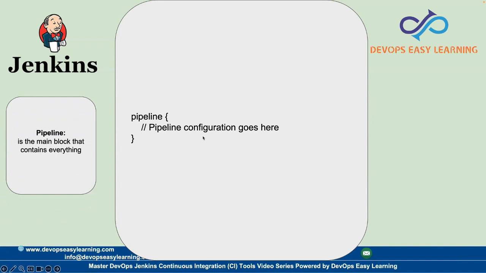Everything that we are going to write, every step, every sequence, will be in between these two brackets. That's what I mentioned earlier, that it was like JSON, something that deals with multiple brackets. Also, I want to emphasize that the pipeline block is mandatory. You cannot have a Jenkinsfile without this. Jenkins will fail if it doesn't see this. So it is mandatory.